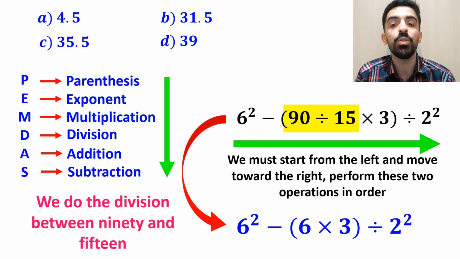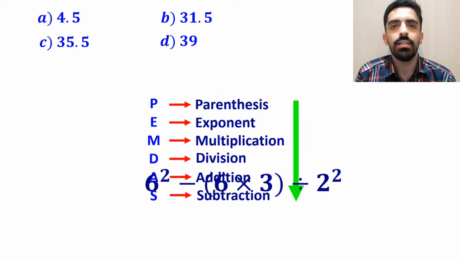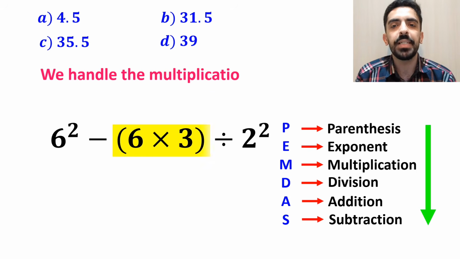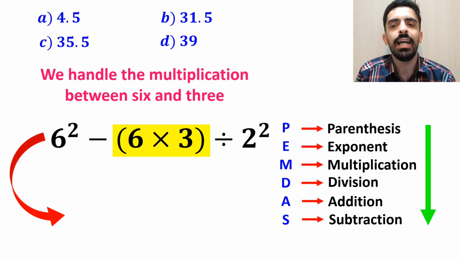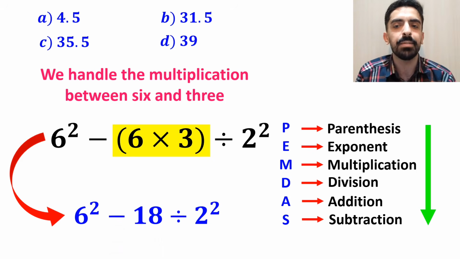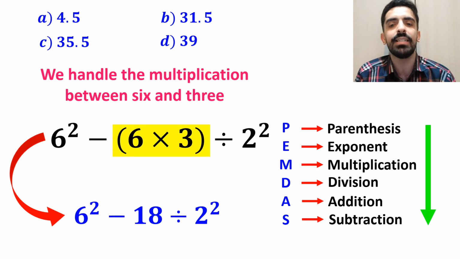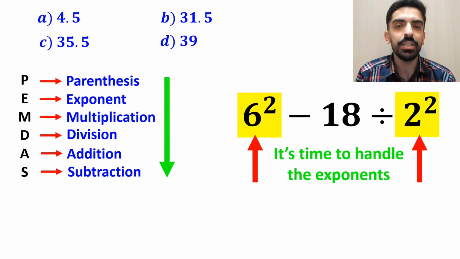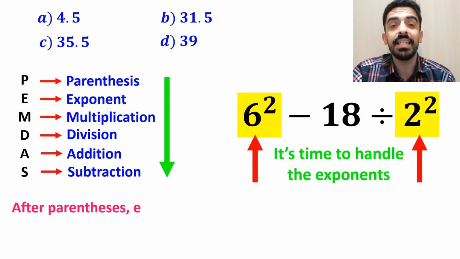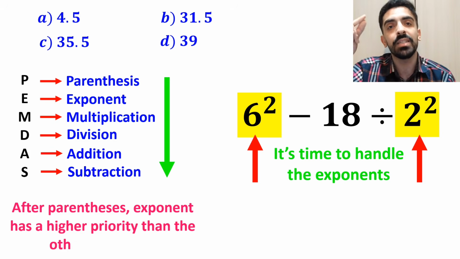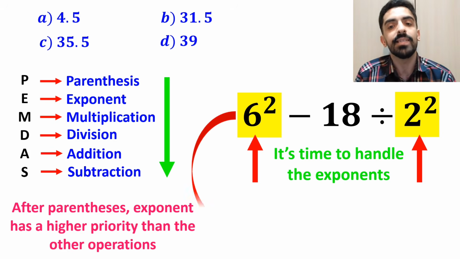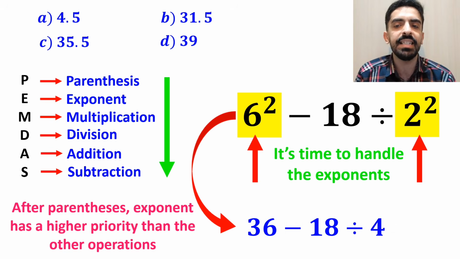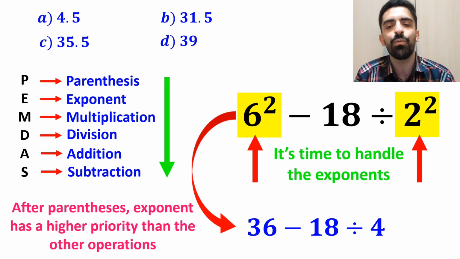And this expression simplified to 6 squared minus 6 times 3 inside the parentheses, then divided by 2 squared. And the next step, we handle the multiplication between 6 and 3. And this expression simplified to 6 squared minus 18 divided by 2 squared. Next, it's time to handle the exponents, because according to the PEMDAS rule, after parentheses, exponent has a higher priority than the other operations. So, we can write this expression as 36 minus 18 divided by 4.